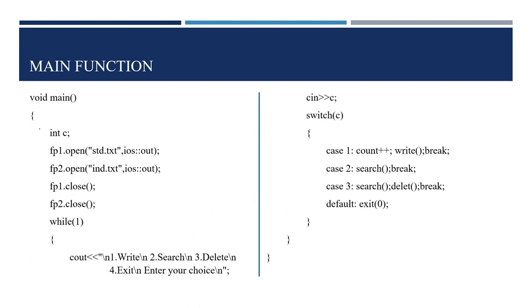So here in the main program we will consider two files to be opened in out mode. That means the data has to be written to that particular file. Then the user is asked to enter the choice to write, search or delete. Based on the user requirement, the choice is passed to the switch statement. Then according to the choice, if it is 1, the record will be written to the file. If it is 2, search the element. If it is 3, delete the element by searching a particular record.